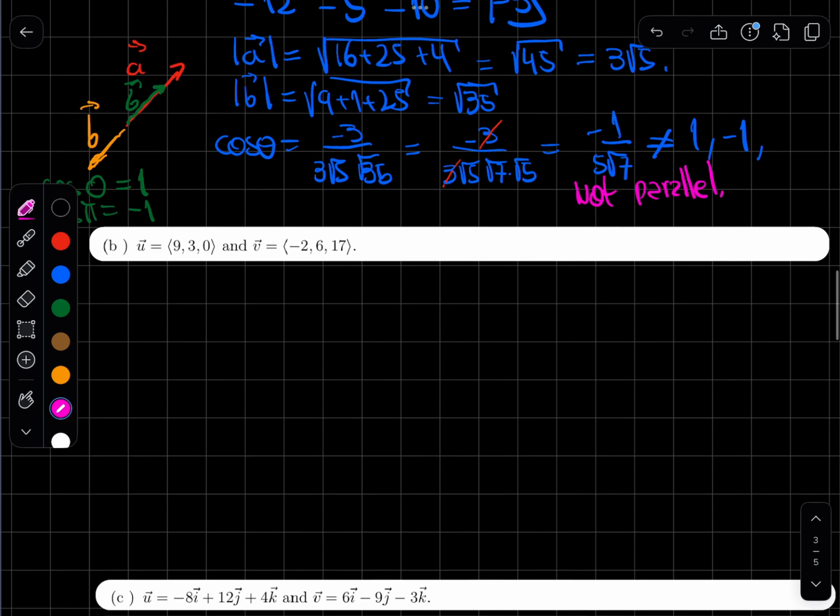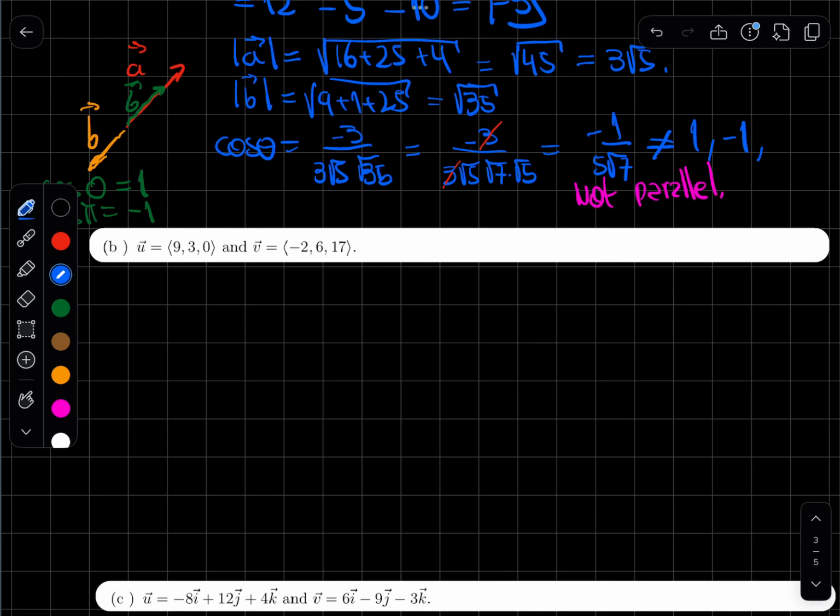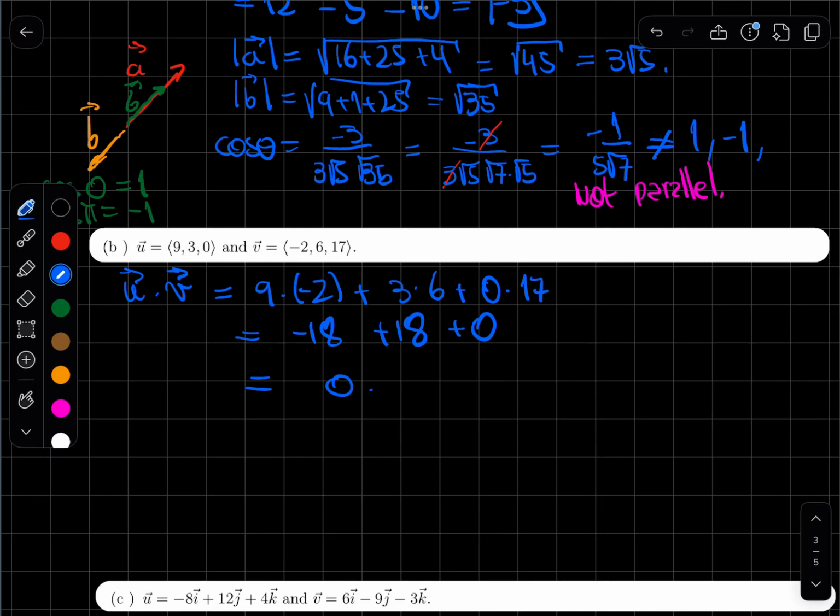Let's do B here. Same thing, u dot v. That will be 9 times -2 plus 3 times 6 plus 0 times 17. This is -18 plus 18 plus 0, and this is 0. So they are orthogonal or perpendicular. It's the same thing.